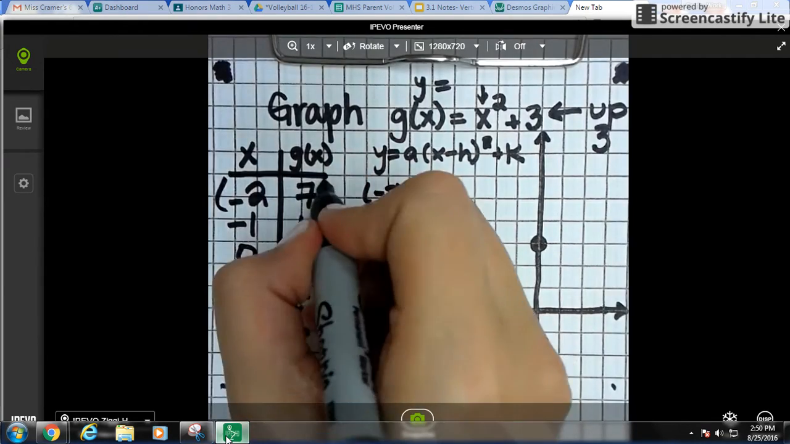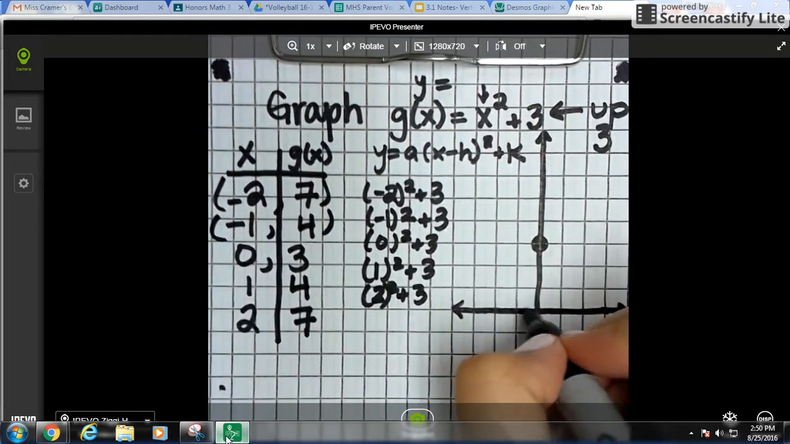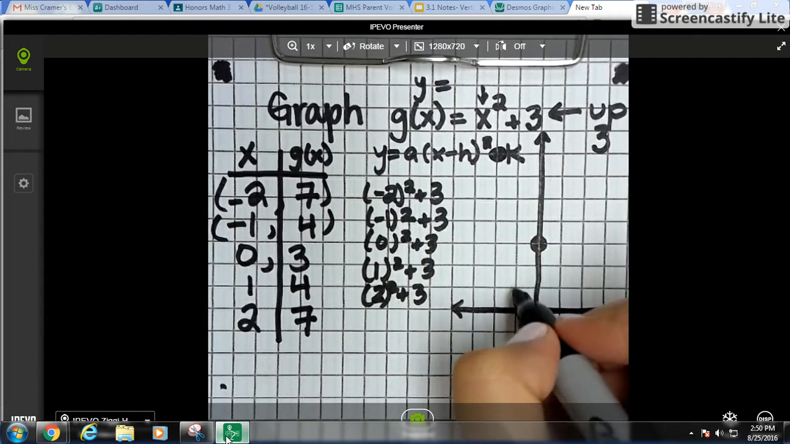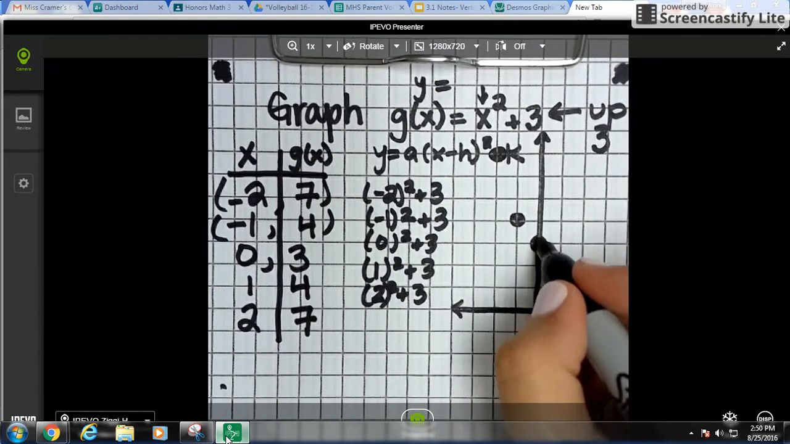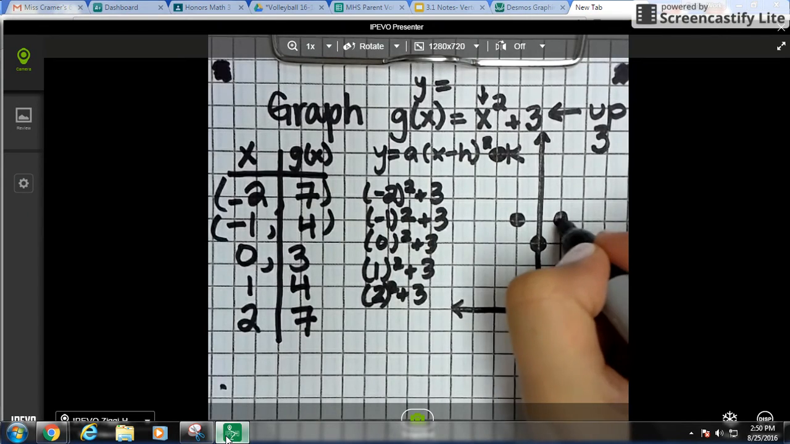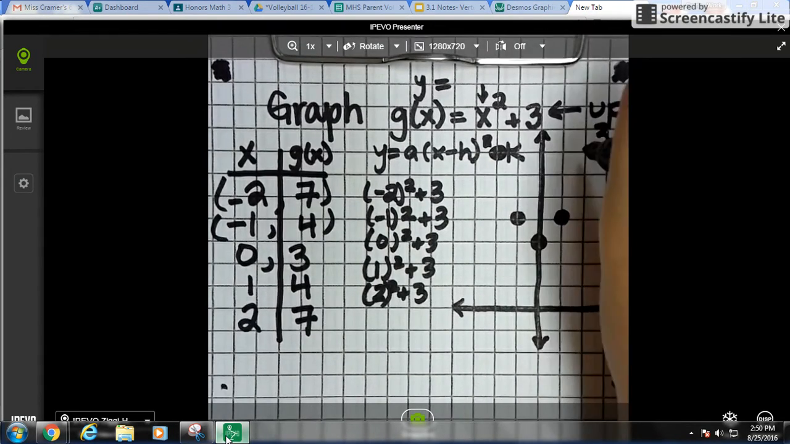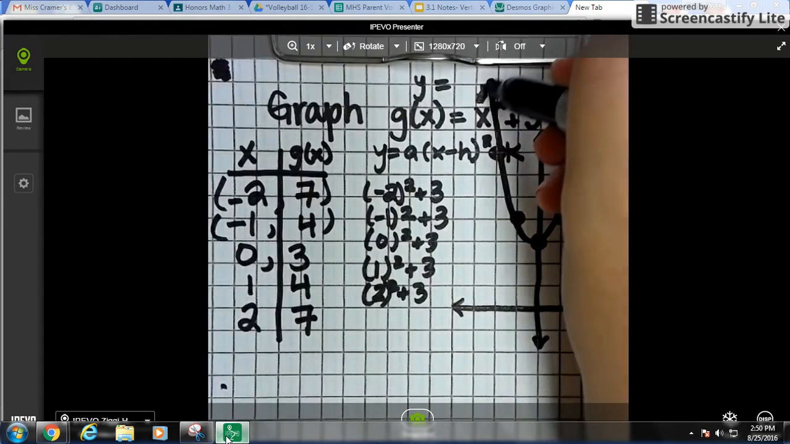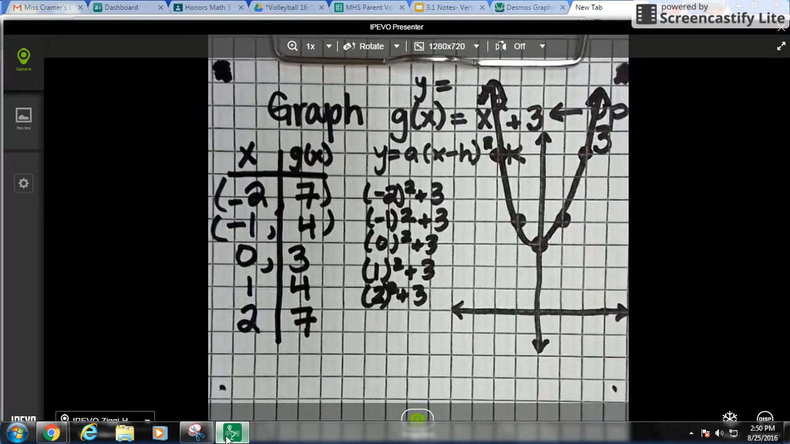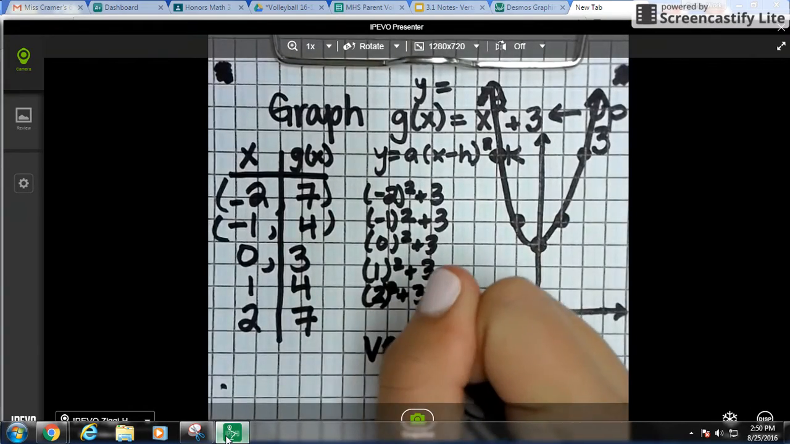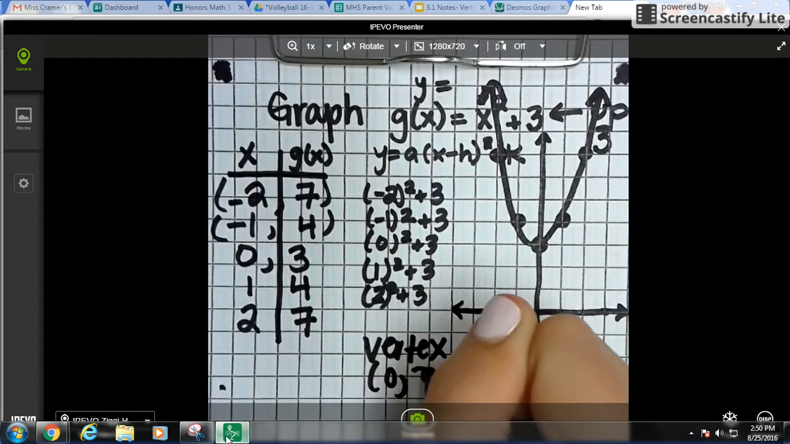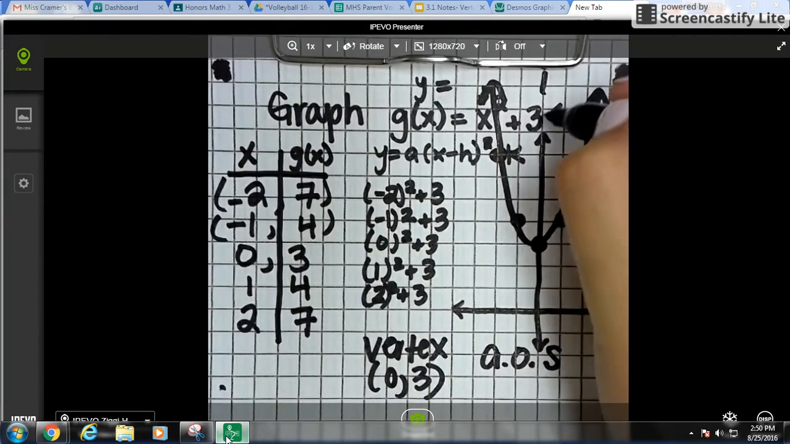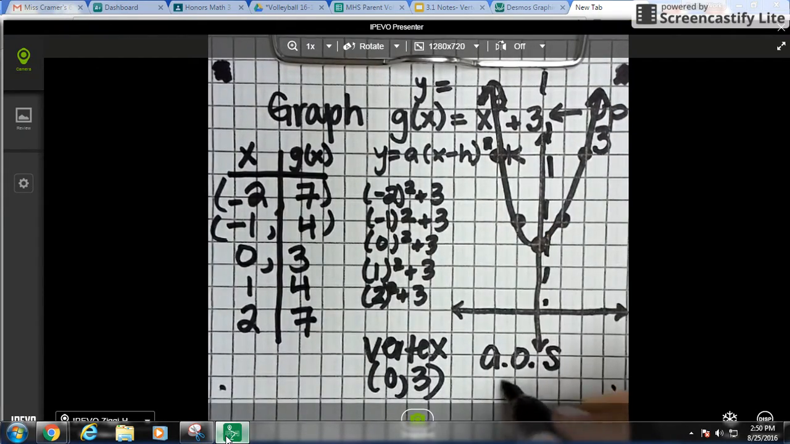So now we have our ordered pairs that we can graph. (-2, 7), (-1, 4), (0, 3), (1, 4), and (2, 7). My sheet has gotten a little cluttered here, but we can still see it makes a nice symmetrical parabola with a vertex of (0, 3) and an axis of symmetry right down the middle, which is x equals 0.